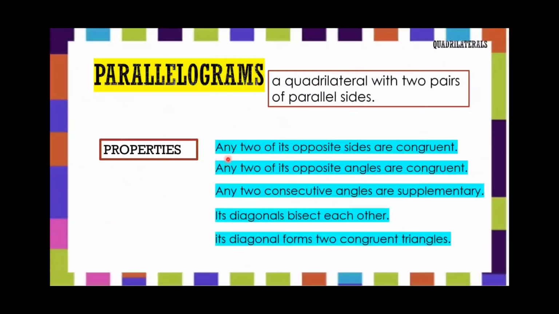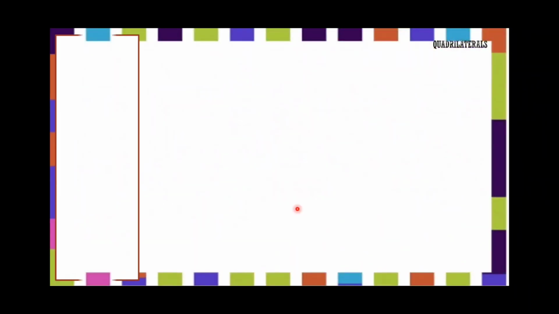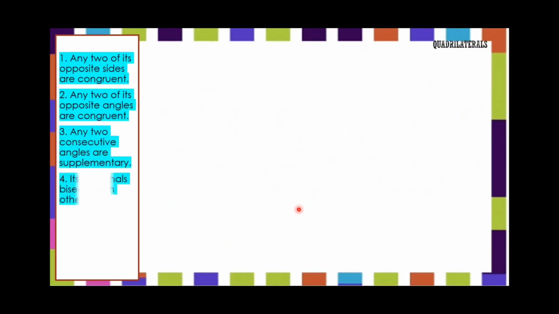The first one states that any 2 of its opposite sides are congruent. Next, any 2 of its opposite angles are congruent. Next, any 2 consecutive angles are supplementary. Next, its diagonals bisect each other. And the last one, its diagonals form 2 congruent triangles. So, discuss natin tong 5 properties ng parallelogram. Again, we have the 5 properties here.